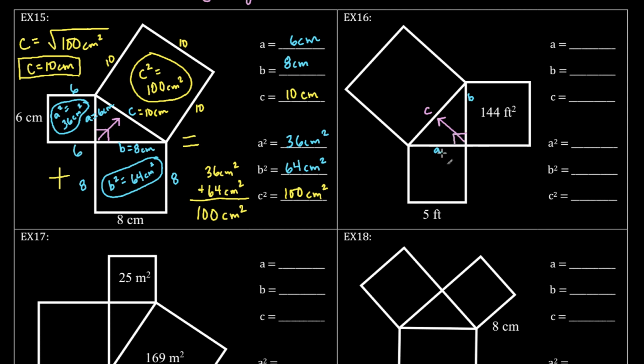So to get A squared, if this is A and this is a square, that means A is 5 feet, which means all these lengths are also 5 feet, and that the area is 25 feet squared. So the area is A squared. I'm going to find room somewhere.